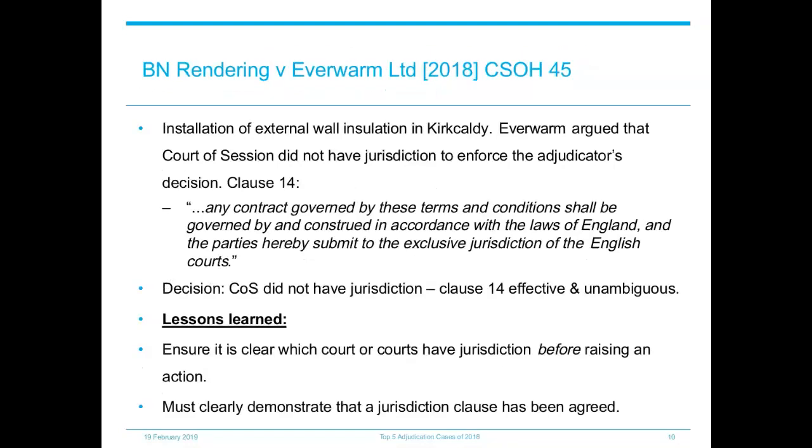The final case that we will look at today is the Scottish case of BN Rendering against Everwarm Limited. Everwarm entered into a subcontract with BN Rendering for the installation of external wall insulation in Kirkcaldy. When a dispute was referred to adjudication, the adjudicator found that BN Rendering was due over £140,000 plus VAT from Everwarm. BN Rendering then sought to enforce this award in the Court of Session.